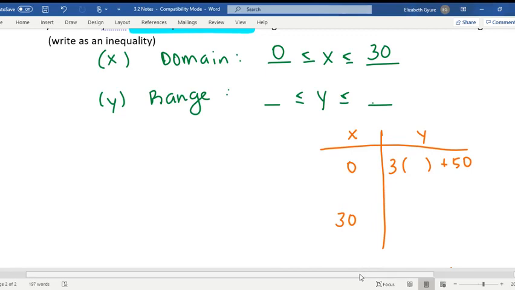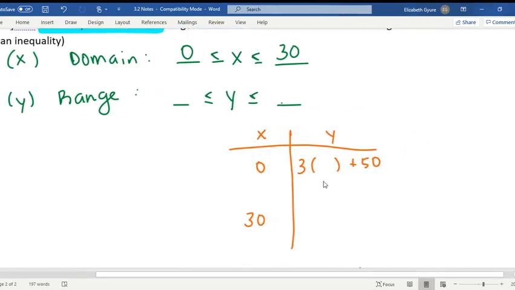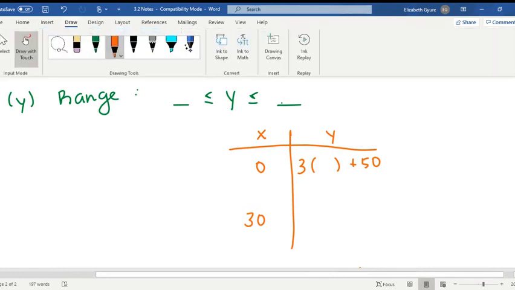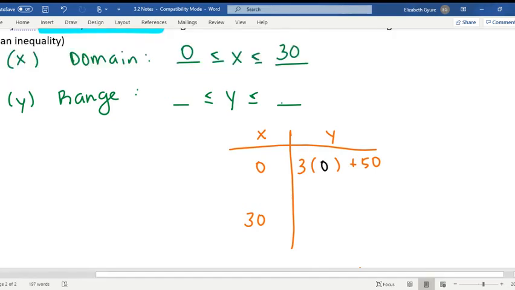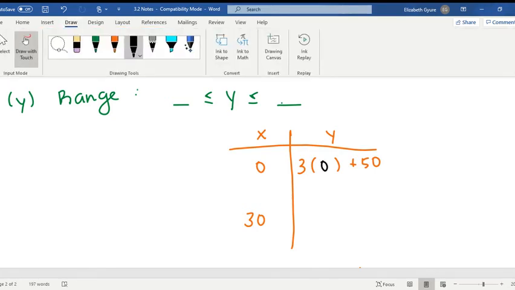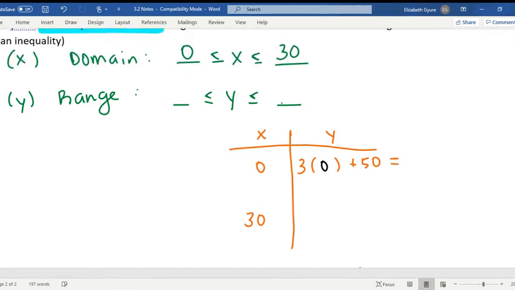Okay. But what's our first value that we're going to plug in here? Instead of parentheses, what are we going to plug into them? What number? 0. Okay, then let's use our order of operations. What's 3 times 0? 0. What's 0 plus 50? 50. That means 50 is the least amount I could pay. That's like your, I don't know, your service fee, right? Something like that. They're going to charge you that no matter how much you talk. So now let's figure out what it is for 30.